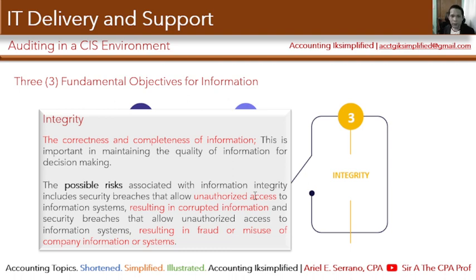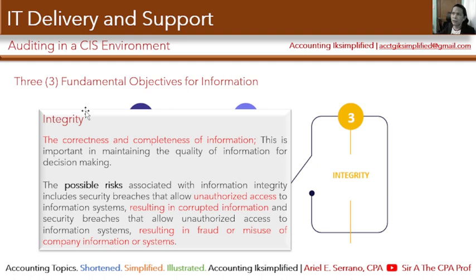Issue talaga yan, o kaya naman, ang result nito ay fraud or misuse of company information. Nagkaroon ng unauthorized access, either ginawa ng panloloko, o kaya naman nagamit ito sa maling paraan. So, maaaring hindi corrupted yung information pero ginamit ito sa mga ibang bagay, mga intentional. Okay? So, we have to protect the integrity of the information. Hindi lamang data integrity, kung hindi information integrity.